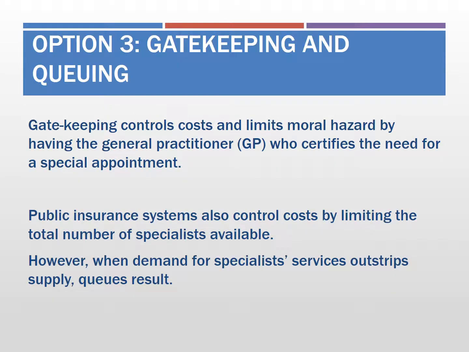So option number 3 is controlling or limiting the moral hazard with gatekeeping strategies, or maybe with a queuing-based policy. Gatekeeping is basically a tool used to control and limit moral hazard by having the general practitioners, which in general we call the GP, satisfy the needs for a special appointment for patients.